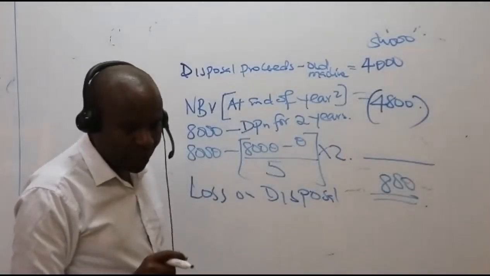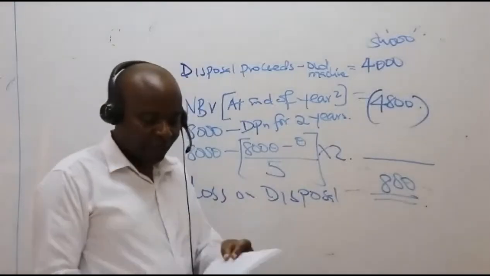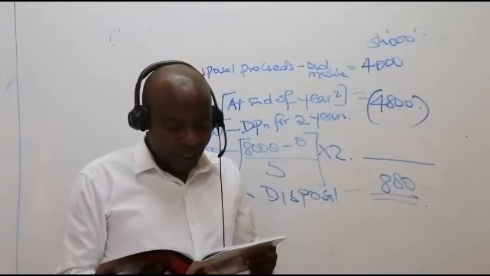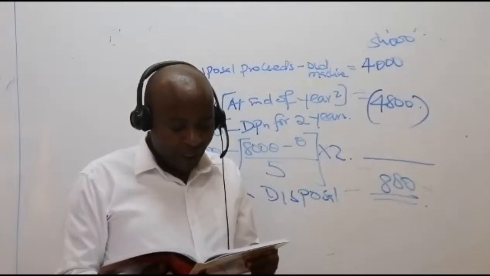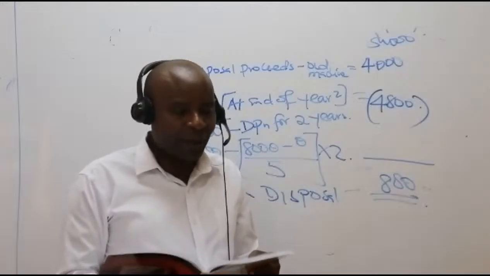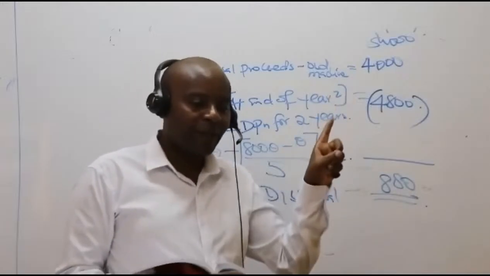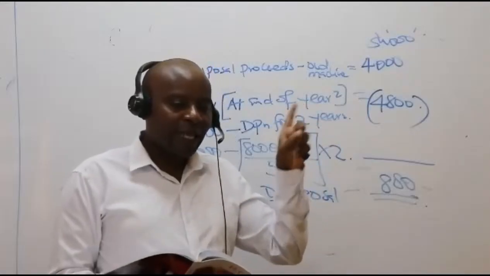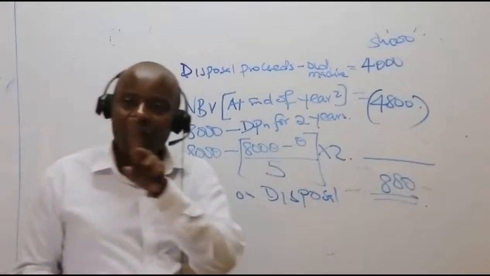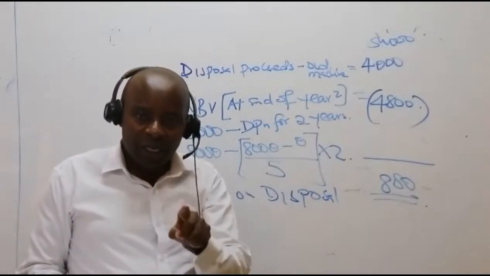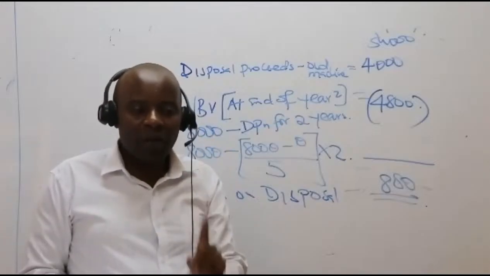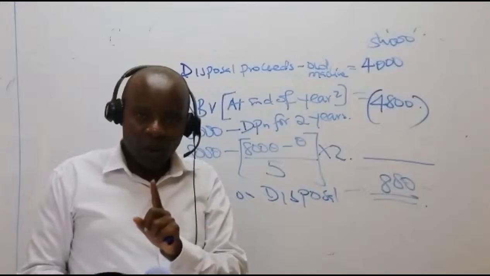Can it be 2 plus 5, 7 years? Let's see. The existing machine was acquired 2 years ago at a cost of 8 million. The existing machine was estimated to have a useful life. You see that English, was estimated. They're not saying that from today we are estimating another 5 years. No. The old machine at the time of our acquisition was estimated to have how many years? 5 years.